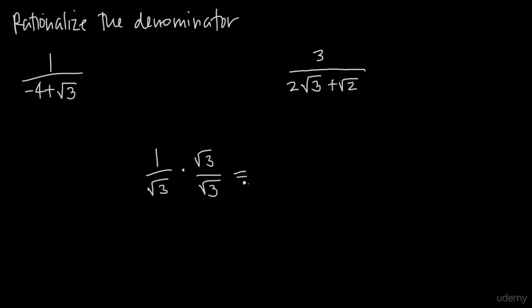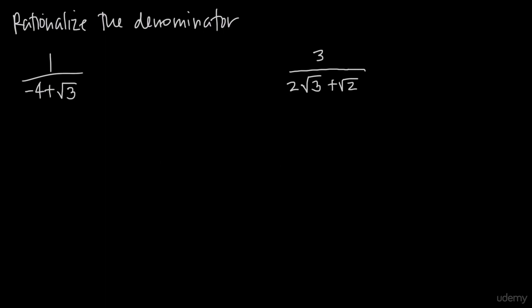The reason is because then when we multiply across, we get 1 times the square root of 3 in the numerator, which is square root of 3. And in the denominator, we got square root of 3 times square root of 3, which is 3. And now you can see we've removed the square root from the denominator. So that was called rationalizing the denominator.